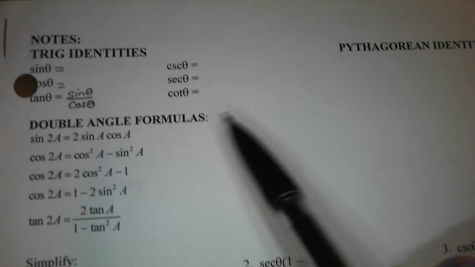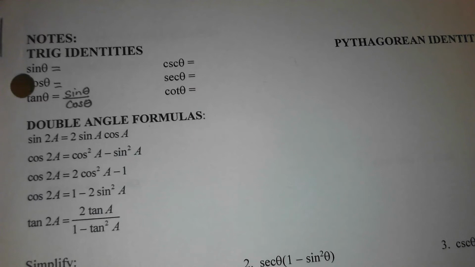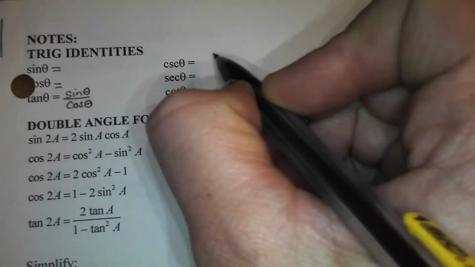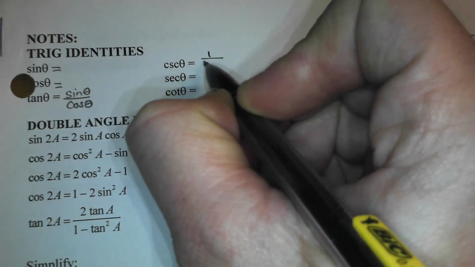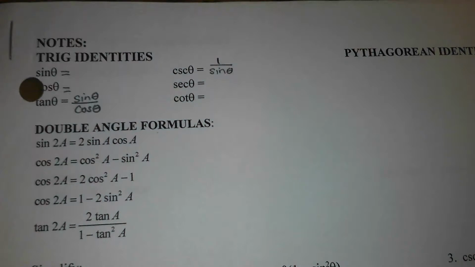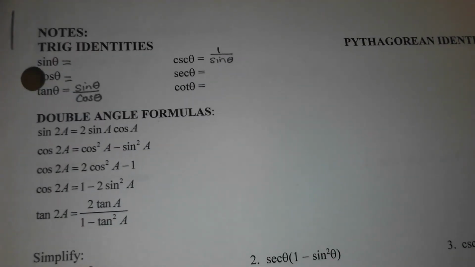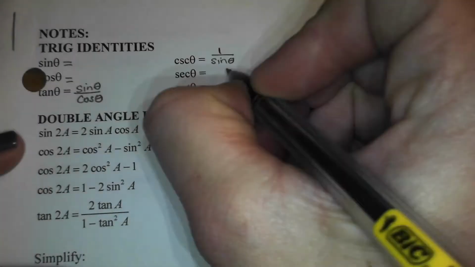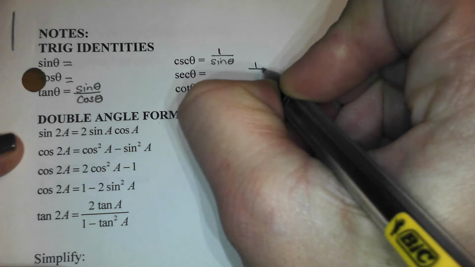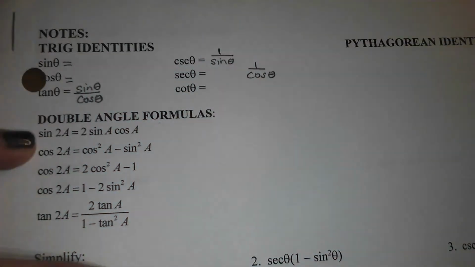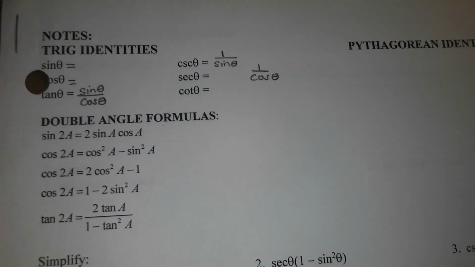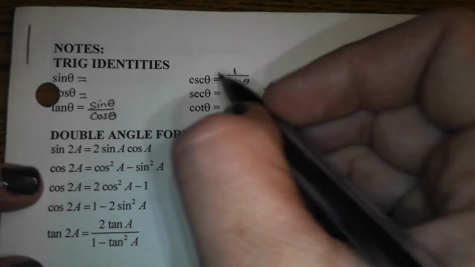Cosecant, these are your reciprocal functions, which, depending on who you had last year, I don't know the depth that everybody went into this because it's kind of one of those topics where we're not sure in Algebra 2. But cosecant is the reciprocal of sine. So cosecant can be replaced with 1 over sine. Secant can be replaced with 1 over cosine. And cotangent can be replaced with 1 over tangent.